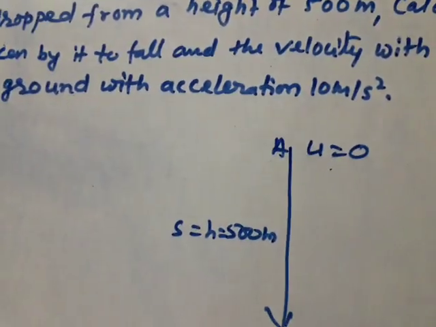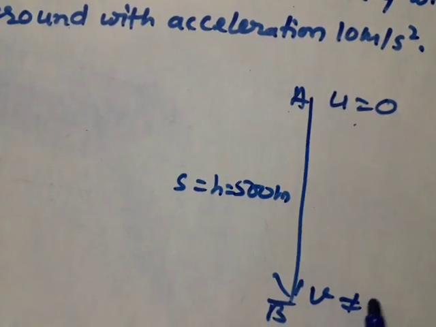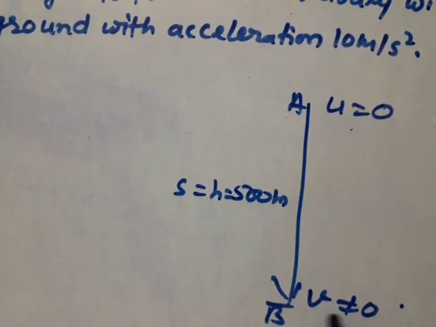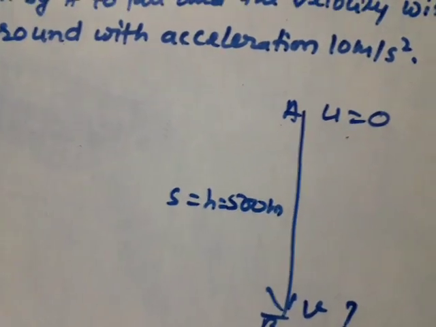U is 0, but when the object comes here, v does not equal 0. How much v is, that we have to find. So our target is to find the v.